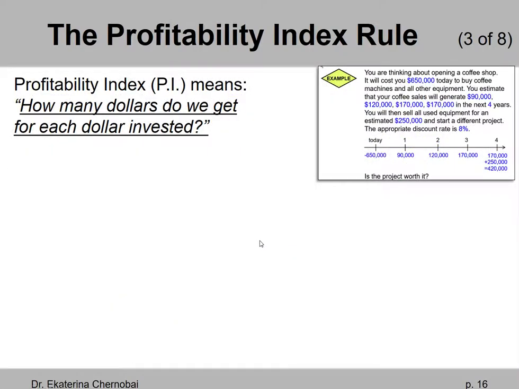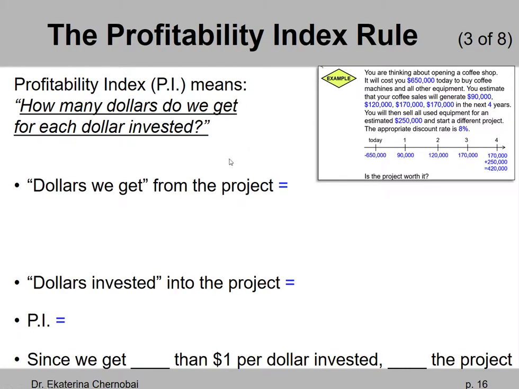What we need to do is, again, calculate how many dollars do we get for each dollar invested, right? So that's kind of the idea behind the profitability index. So let's break it into two parts. How many dollars do we get? And then how many dollars are invested? And then we're gonna compare them. So the dollars we get from the project is everything in the future. We need to combine it all.